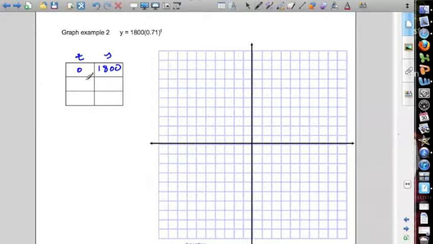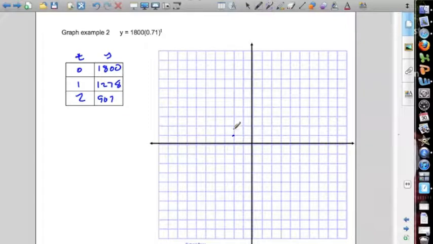When I plug in my 1, I get 1,278 when I go through and calculate that. And I plugged in 2 during the problem there and got $907 approximately. So I want to go ahead and make a graph of that. I'm going to go by 500s this time just to kind of see how that works there.